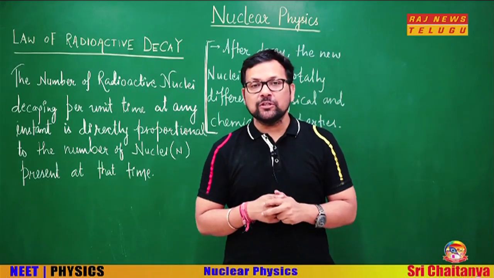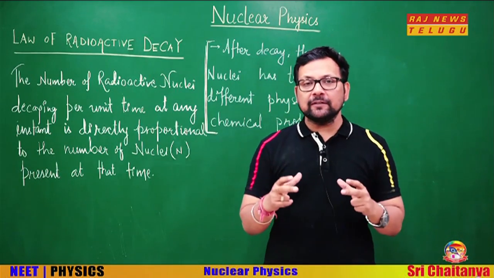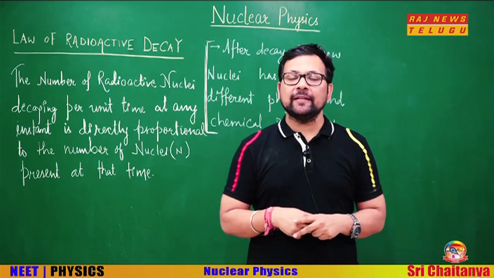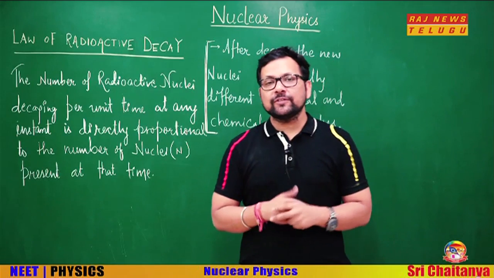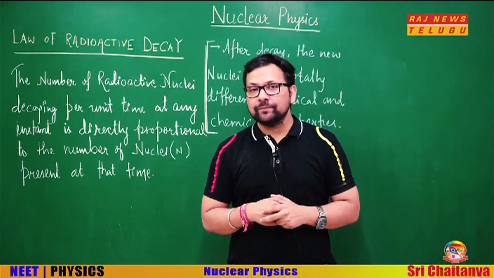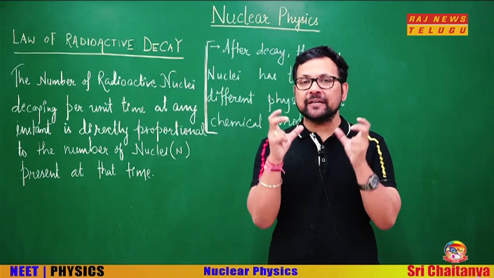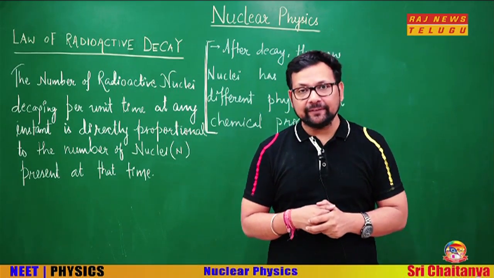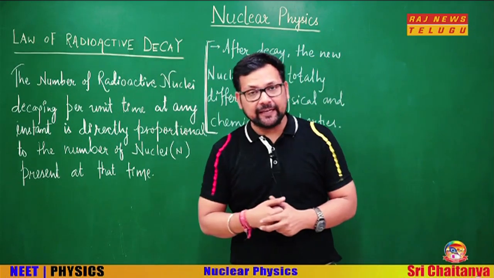Our topic was nuclear physics, and in nuclear physics we have done radioactivity, natural radioactivity, in the previous class. Today in nuclear physics, we are going to study the law, the mathematical interpretation of the law of radioactive decay. This was the law, the law of radioactive decay.